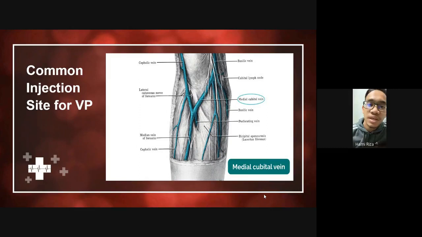And both of these veins, cephalic and basilic, can be found in the forearm and also in the arm. In case the patient's arm vein cannot be found or located, we are going to use the wrist or hand vein to take the blood.